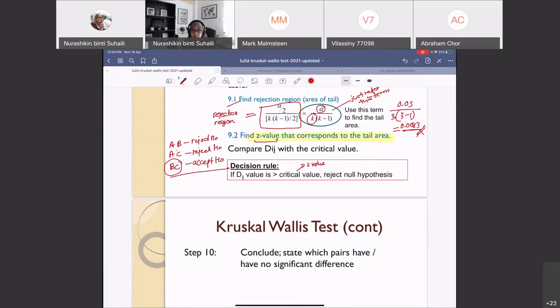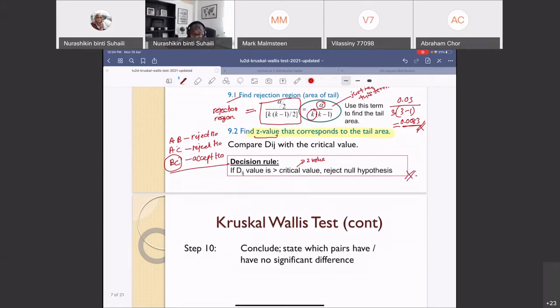Maybe in one problem, all the pairs are not equal. But there could be another problem that has one pair that is the same, like in this case, B and C is the same, but AB and AC are not the same. But the whole situation is considered under the alternative hypothesis, because one of them is not similar to another. So that is step 9. And this is another decision rule that you have to remember.